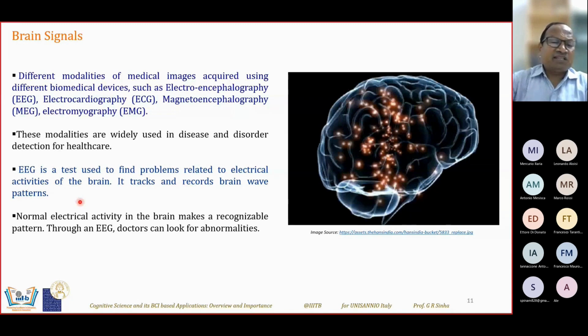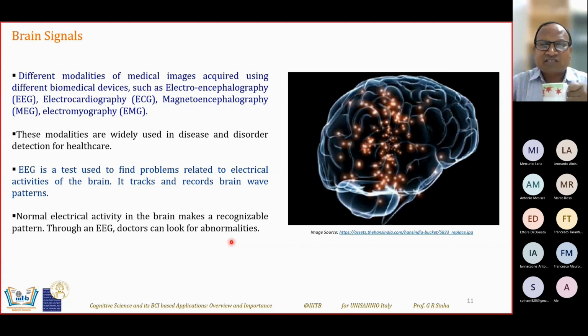Normal electrical activities in the brain make a recognizable pattern. If the human brain is normal, the activity is normal, there is no problem in the brain. So there are some recognizable patterns. What are those patterns? They are in the next slide. Through an EEG device or EEG signal, the doctor can look for abnormalities. If there is any deviation from the normal, any abnormality present in the human brain signal, it can be noticed and observed by the doctor.